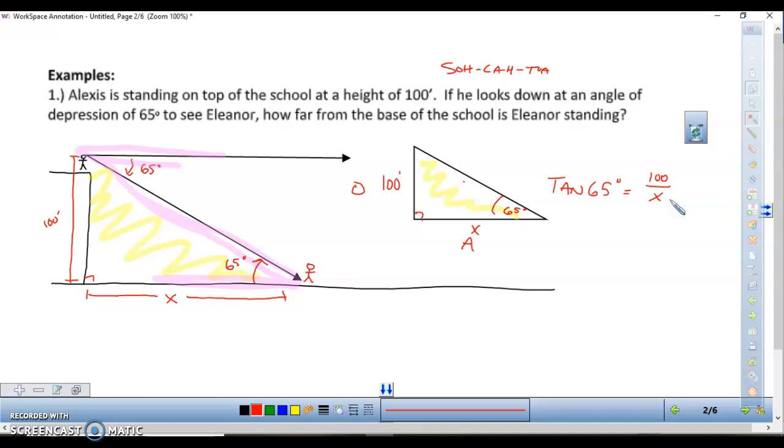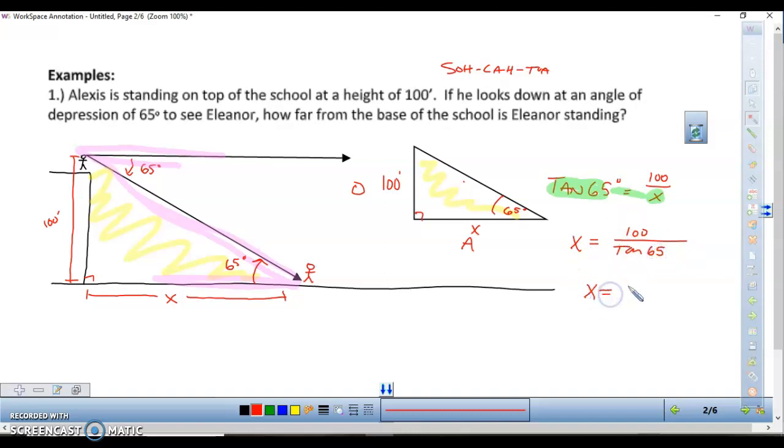So try that and make sure you get the right thing. But now let's actually solve for x. Remember the little shortcut I showed you in solving a trig equation like this. I can swap these two guys, and I showed you in the last video why that works. And so that means x is equal to 100 divided by the tangent of 65.